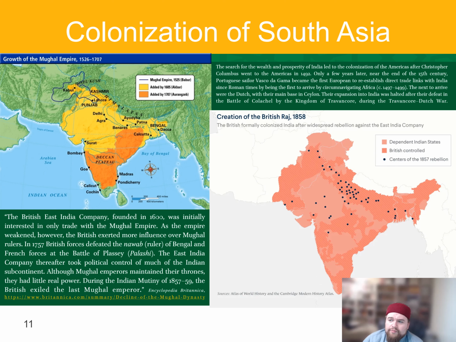So the search for the wealth and prosperity of India led to the colonization of the Americas after Christopher Columbus went to the Americas in 1492. Only a few years later, near the end of the 15th century, Portuguese sailor Vasco da Gama became the first European to re-establish direct trade links with India since Roman times, by being the first to arrive by circumnavigating Africa. The next to arrive were the Dutch, with their main base in Ceylon. Their expansion into India was halted after their defeat in the Battle of Colachel by the Kingdom of Travancore, I don't know, during the war they had with the Dutch there.